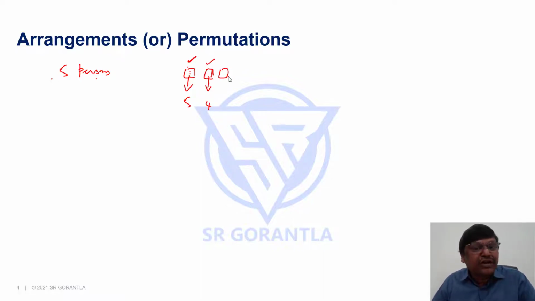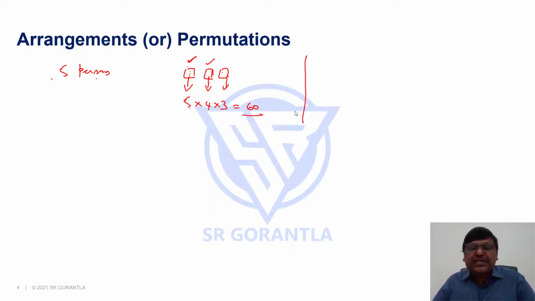Since 2 persons are gone, for the remaining chair, there are 3 persons left over. Any of the 3 persons can be seated. So the total number of options is m into n into p, by the multiplication principle, or fundamental principle, we have discussed in the first session. 5 into 4 into 3, that is 60 options. This is one way of explaining that.